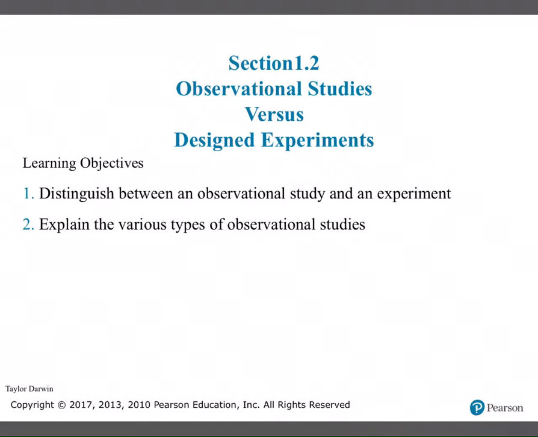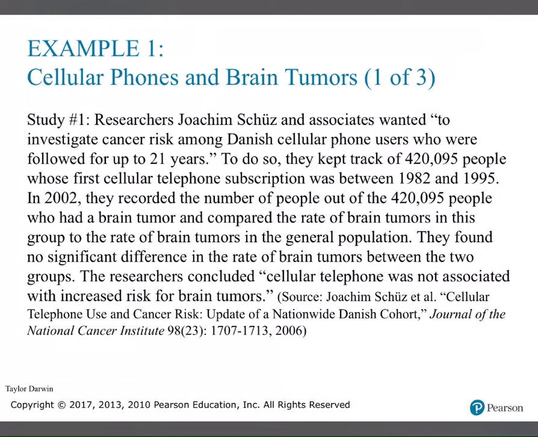Okay, this is section 1-2. And in this section, we're going to be talking about observational studies versus designed experiments. And we're going to distinguish between the two and explain the various types of observational studies. So we're going to have to get through some long slides, and I apologize, but we're just kind of making a point here. And I will kind of abbreviate some of this.